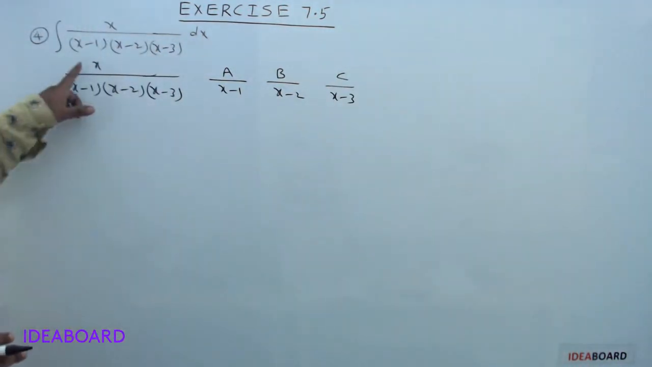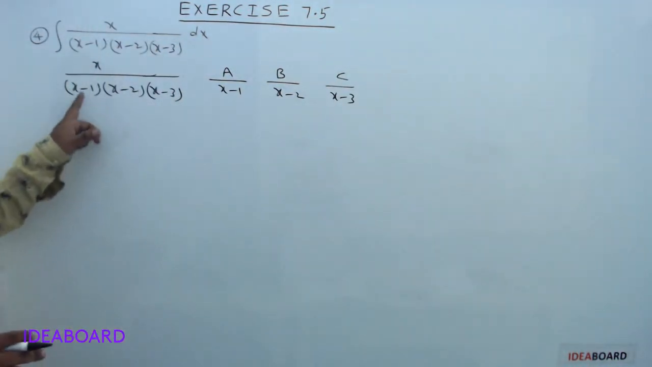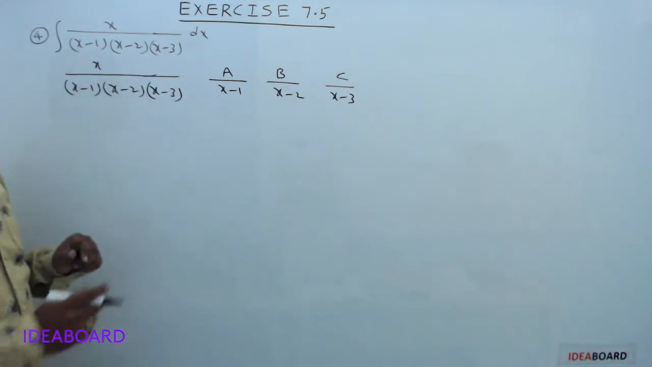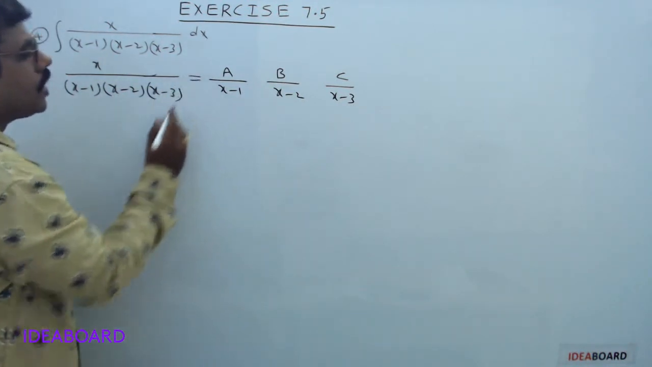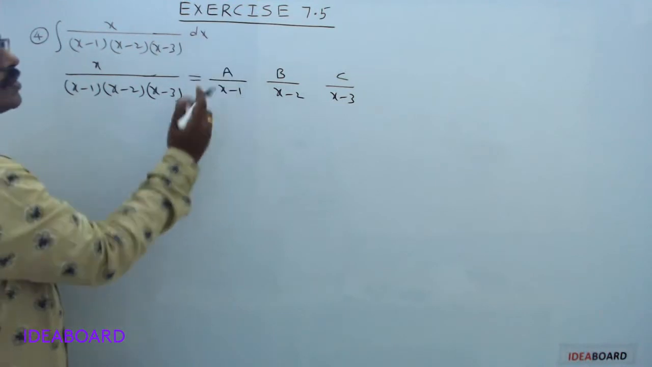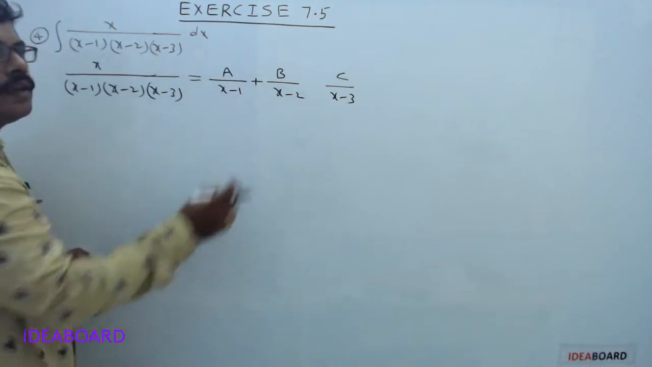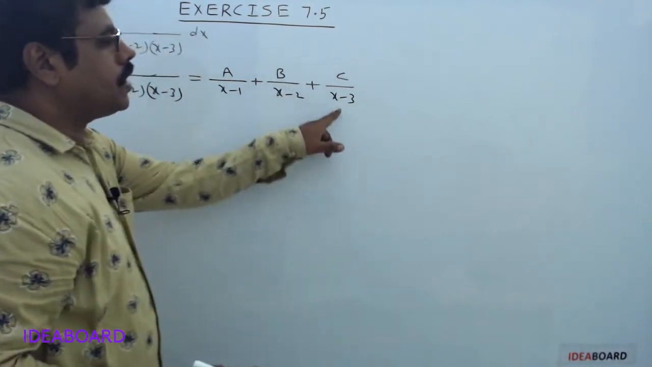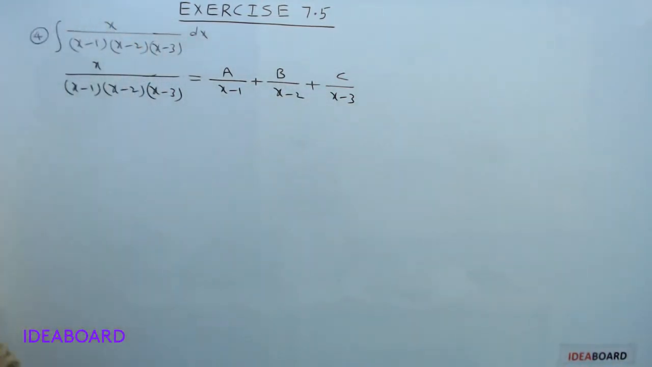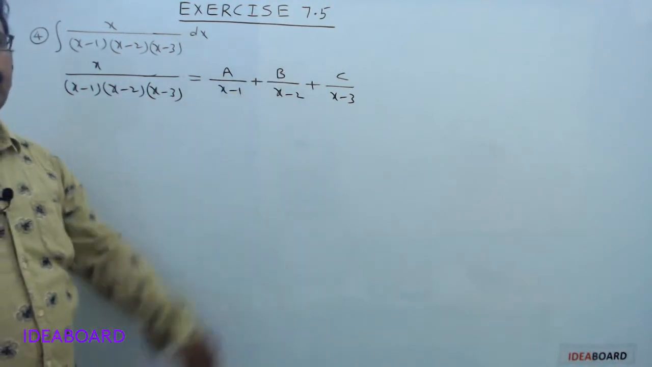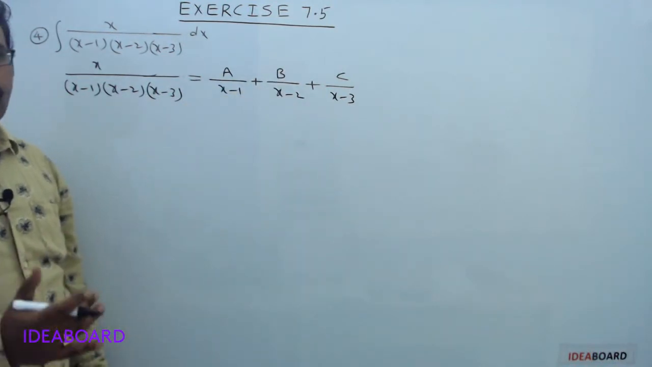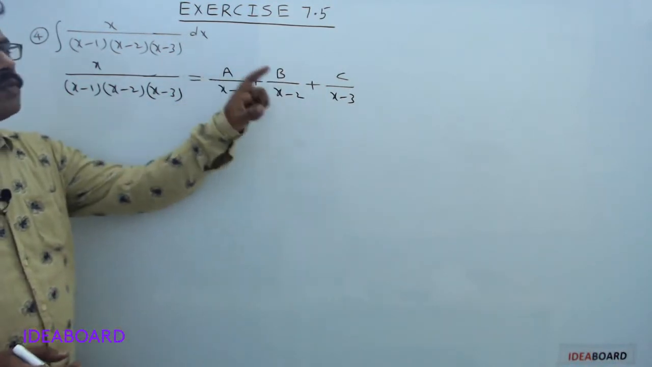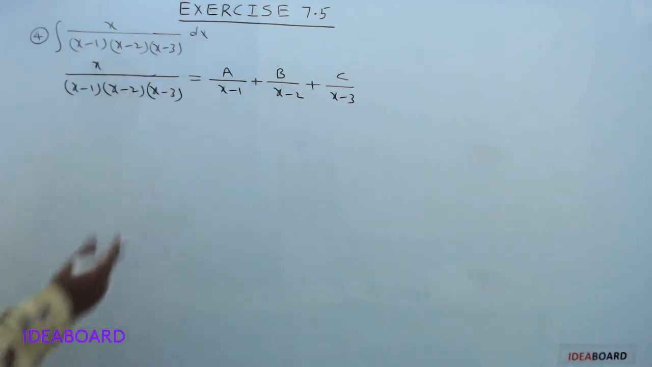So x divided by x minus 1 into x minus 2 into x minus 3 can be written as a divided by x minus 1 plus b divided by x minus 2 plus c divided by x minus 3. Here a, b and c are the unknown values. Now find out the values of a, b and c. Take the LCM.